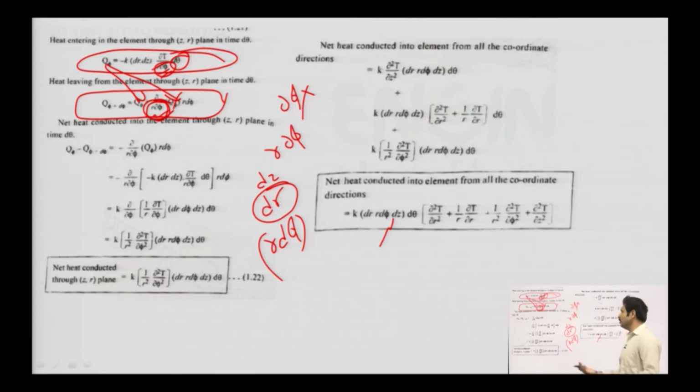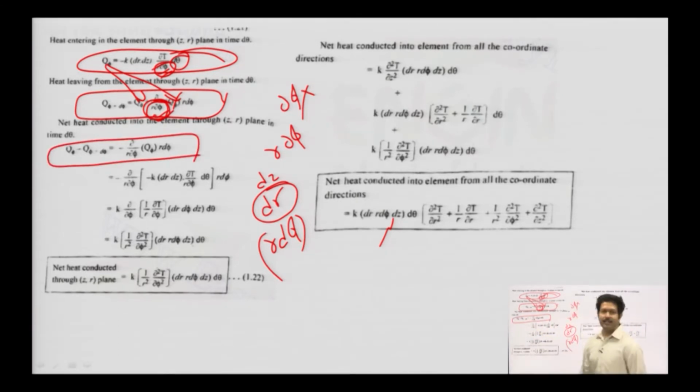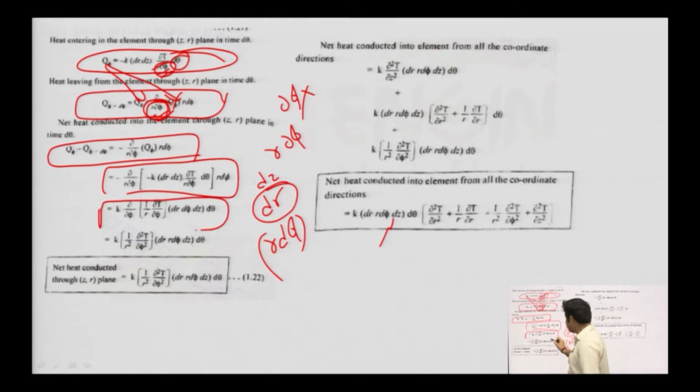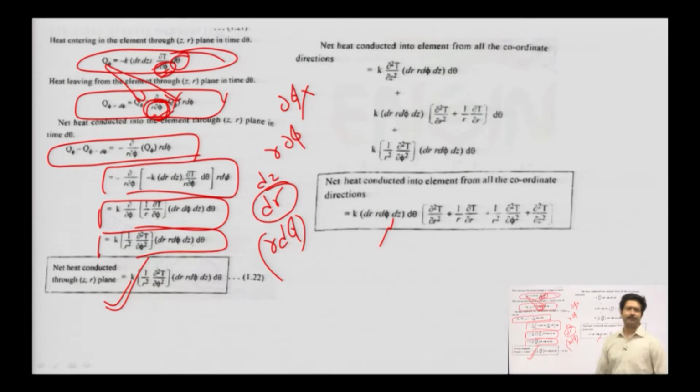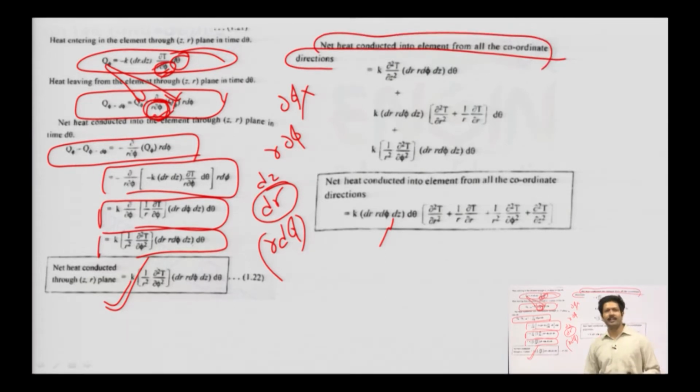And then, as always, you need to calculate Q phi minus Q phi plus d phi. So just by simple mathematics, by simple rearrangement, this is the thing that you will get. Now you have everything. So, net heat conducted into the element from all the coordinate directions.